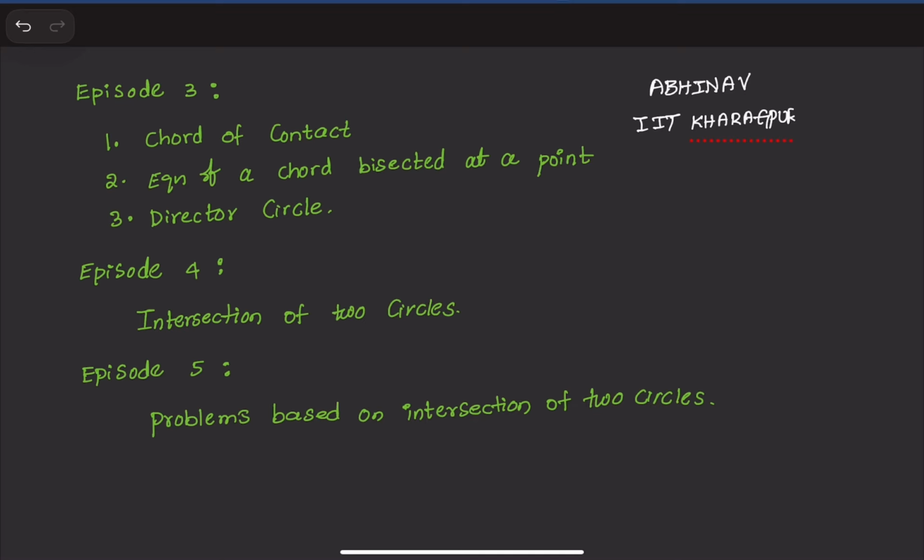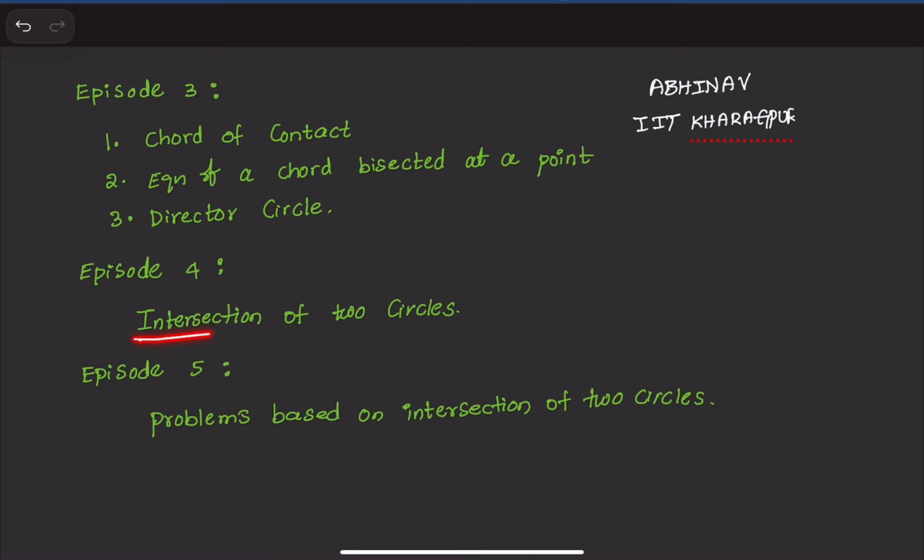In the third episode, we have discussed chord of contact, equation of chord bisected at a point, and director circle. So we have discussed all these concepts in episode 3. In this episode, we are going to discuss intersection of two circles. So if you are not sure about these concepts or if you want to understand these concepts, go back to episode 3. The link to episode 3 is given in the description.